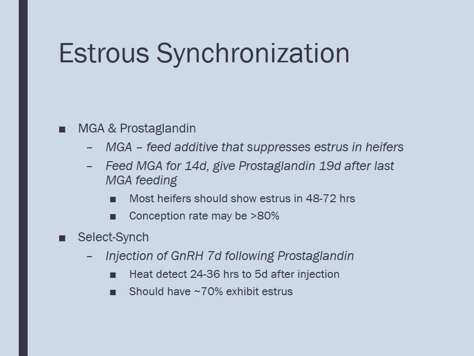Then you get into a couple other synchronization programs, what we call Select Sync. Injection of GnRH. 7 days following, you go prostaglandin. 2 days after that, you go another shot of GnRH, and then you breed after the last injection, about 18 hours or so. 70% will exhibit.